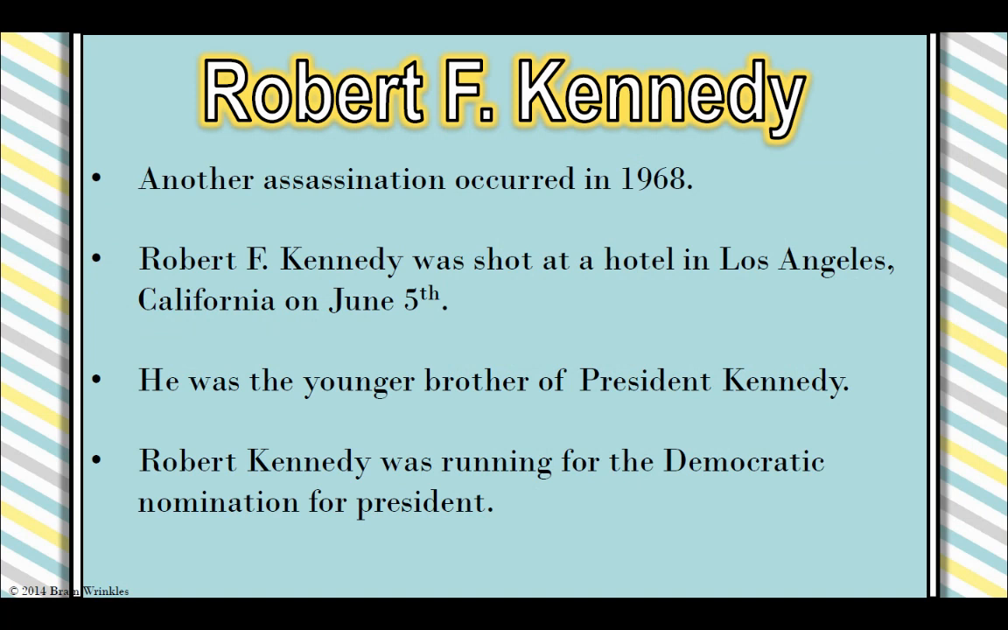Okay, so now we've got Robert Kennedy, or better known as Bobby Kennedy. This is JFK's little brother. He was Attorney General while JFK was president. Okay, this is another assassination that occurred in 1968. Bobby Kennedy was shot at a hotel in Los Angeles, California on June 5th. He was the younger brother of President Kennedy, and Robert Kennedy was running for the Democratic nomination for president. So a lot of people think that that's why he was assassinated, is that nobody wanted another Kennedy in office. Whether they thought that more civil rights acts would be passed, or they just disagreed with the Kennedy family, or what have you. Okay, so basically 2 Kennedys were shot and killed.